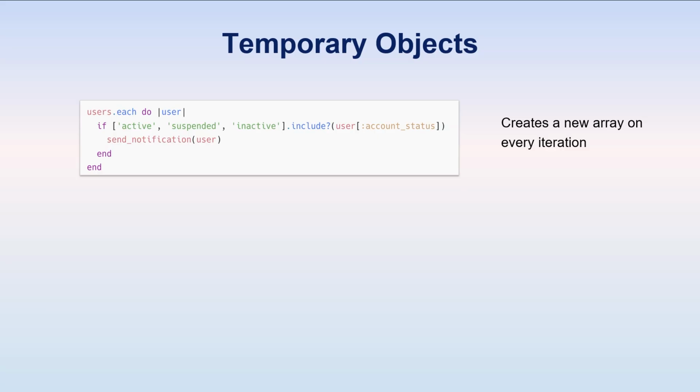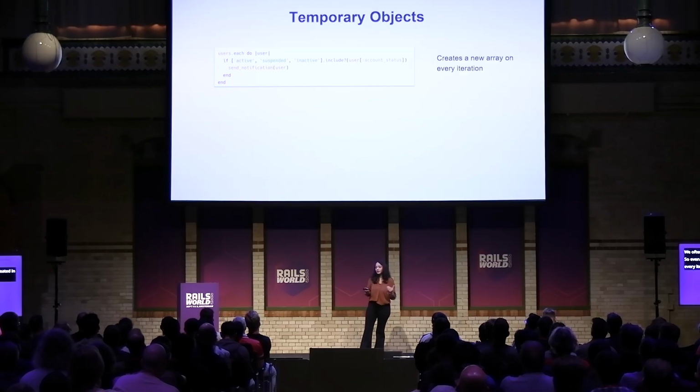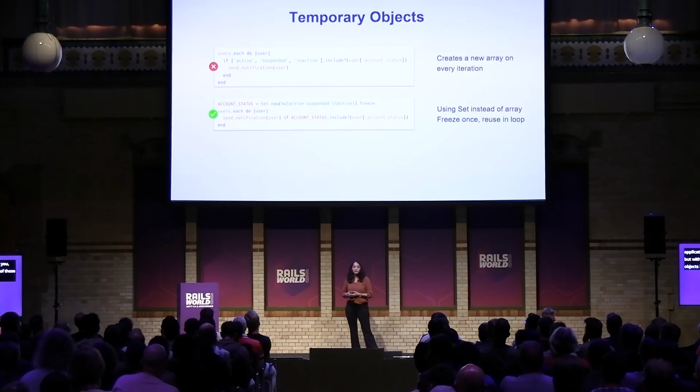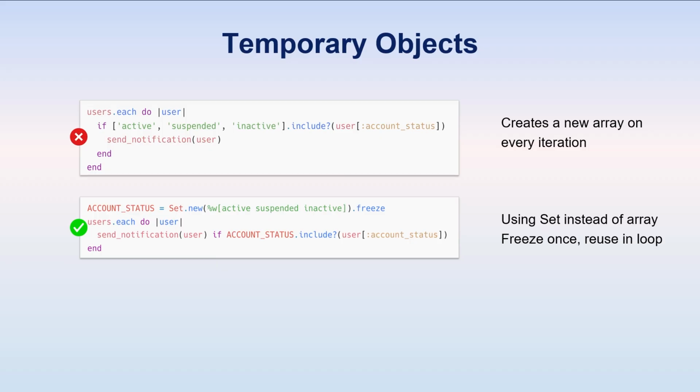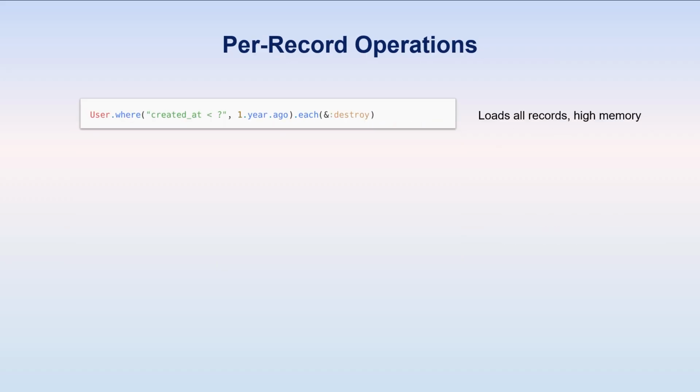Another example of temporary objects. We often use include?. Even in here, the array is going to get created in every iteration. These are very common practices. We just write this code. When your application is at the start, it might not hurt you. But with millions of iterations, it creates all of these objects in memory. So instead of this, you can use Set for faster retrieval, and also freeze.